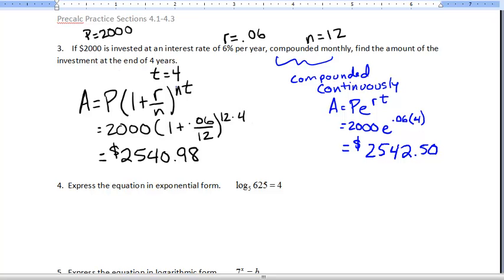So if it's not continuously, we would use this formula over here on the left. If it is compounded continuously, then we use that PERT.